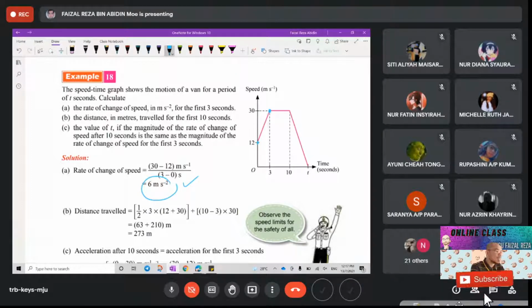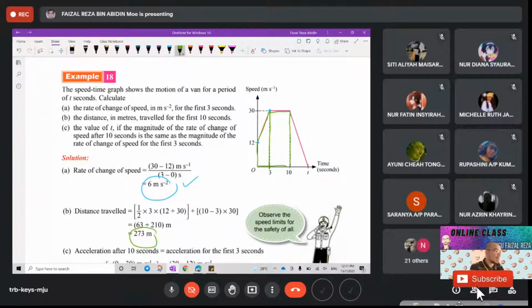Okay, the distance in meters traveled for the first 10 seconds. So it means that you are going to find the area under the graph over here. This is going to be your trapezium actually. Now this one is separate, the trapezium over here and the rectangle there. So it's going to be 273.